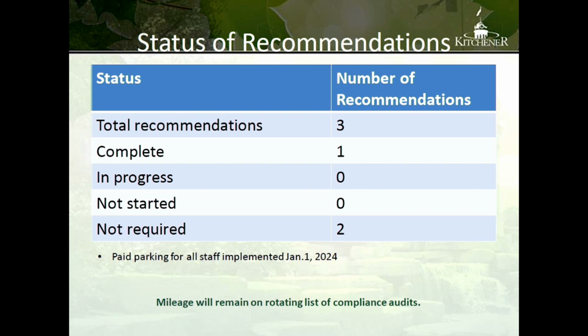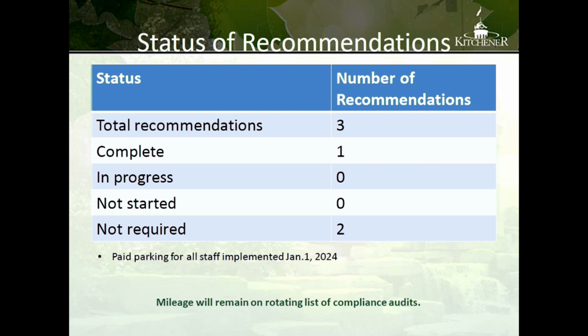One recommendation was related to periodically reminding staff of the mileage reimbursement rules, and this has been accomplished through an email reminder and is being incorporated into the Expense 101 training provided by accounting staff. The other 2 recommendations are now no longer required as they related to parking expense reimbursement, which is no longer applicable. So I don't have anything to report on this other than that the mileage component of it will remain on my list of rotating compliance audits.